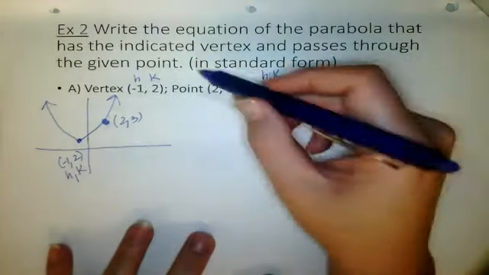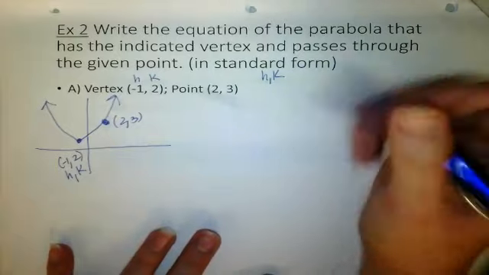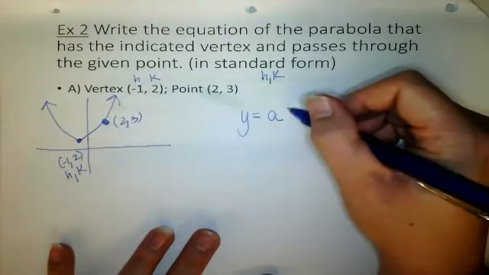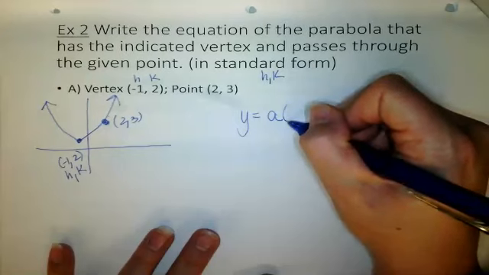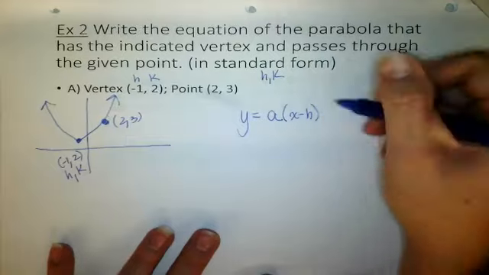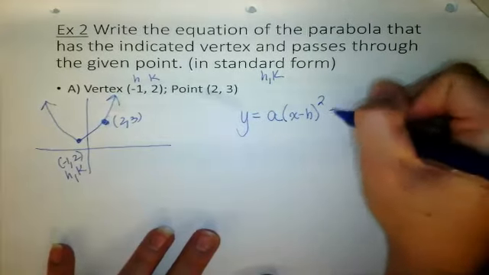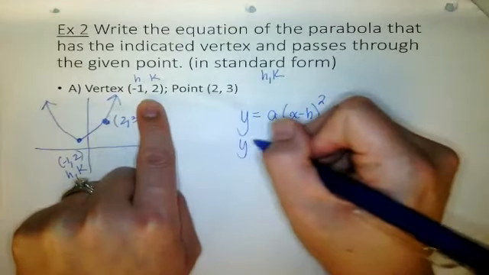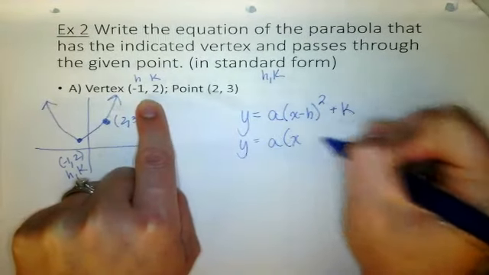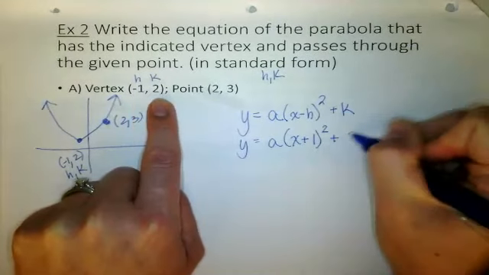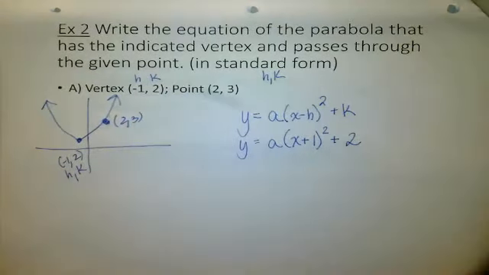So since I know I want to use standard form, I'm going to go ahead and write down standard form, which is y equals A times what? I'm going for the basic form. X minus H quantity squared plus K. And then I can go ahead and plug in my H and K. So that's going to be X minus a negative 1, or plus 1, and then plus the 2 for the K value. So again, we've done this before.